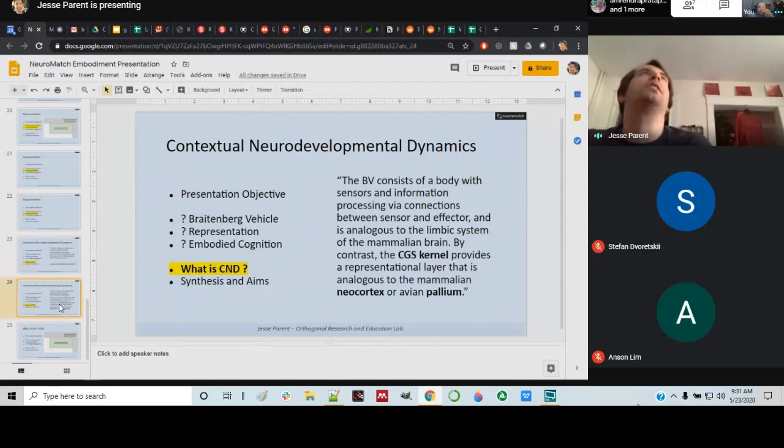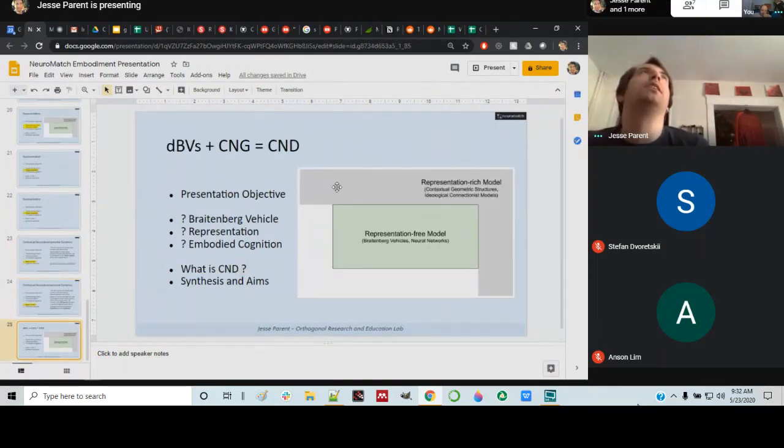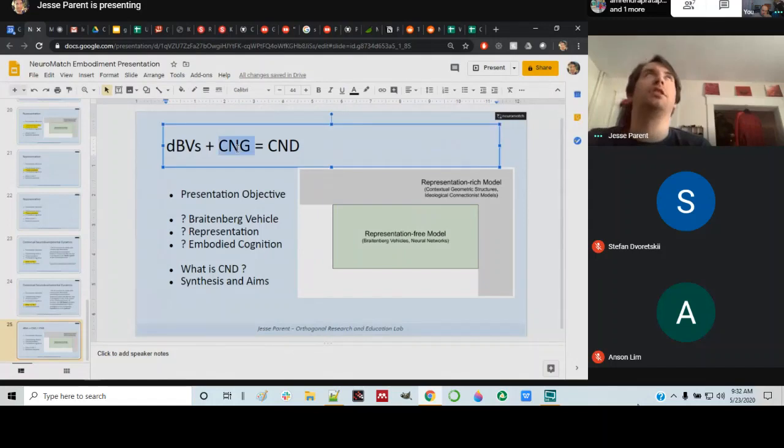That is kind of a base, and then adding this representational layer, and I will be adding a specific thing about what is contextual geometric structure. But it's essentially similar to the neocortex. Basically, it's similar to this layer that's stacked upon other things. And again, it goes back to this diagram. Brain vehicles. This should be CGS.